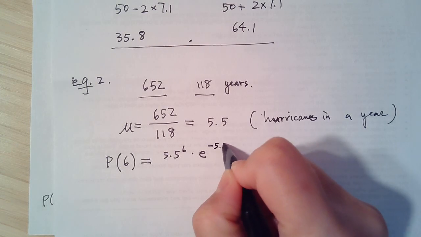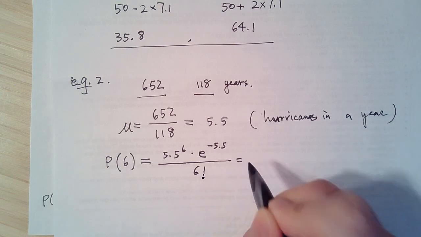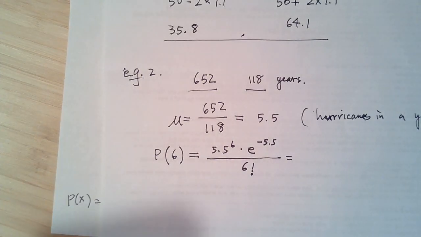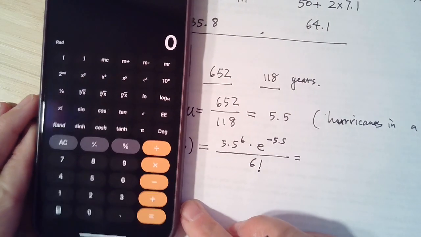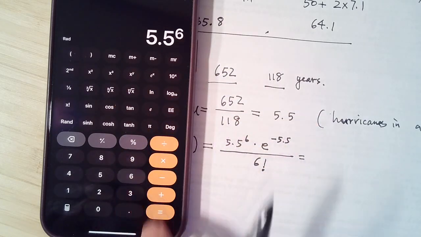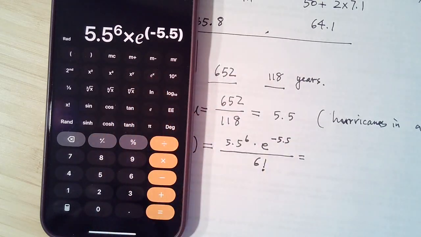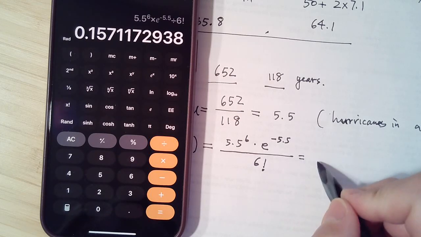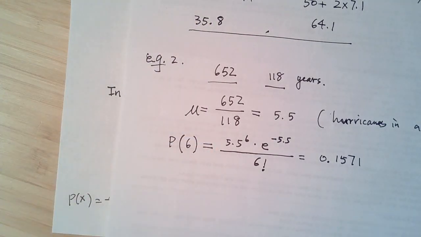Let's do that one more time. 5.5 to the power of 6 multiplied by e to the negative 5.5, divided by 6 factorial, equals 0.1571. So the probability of getting exactly 6 hurricanes in a year is 0.1571.